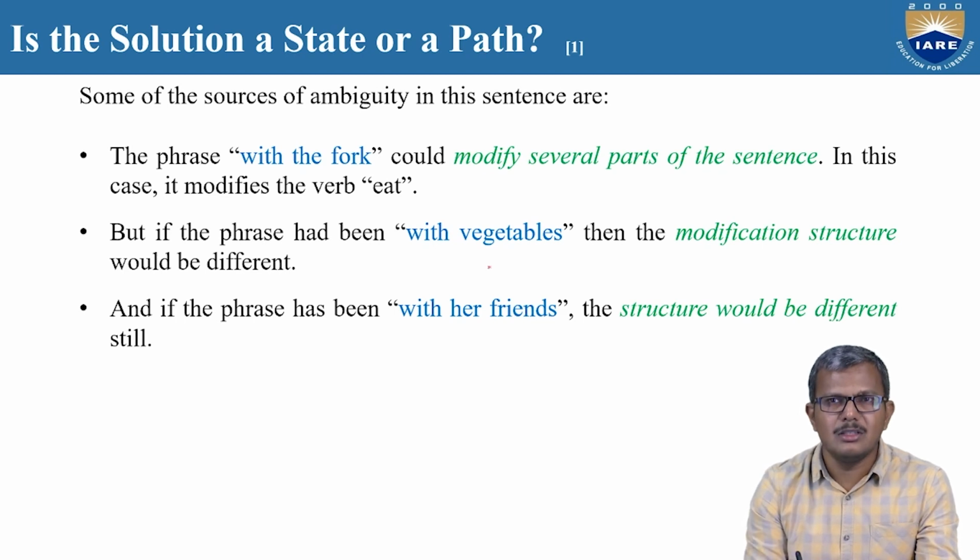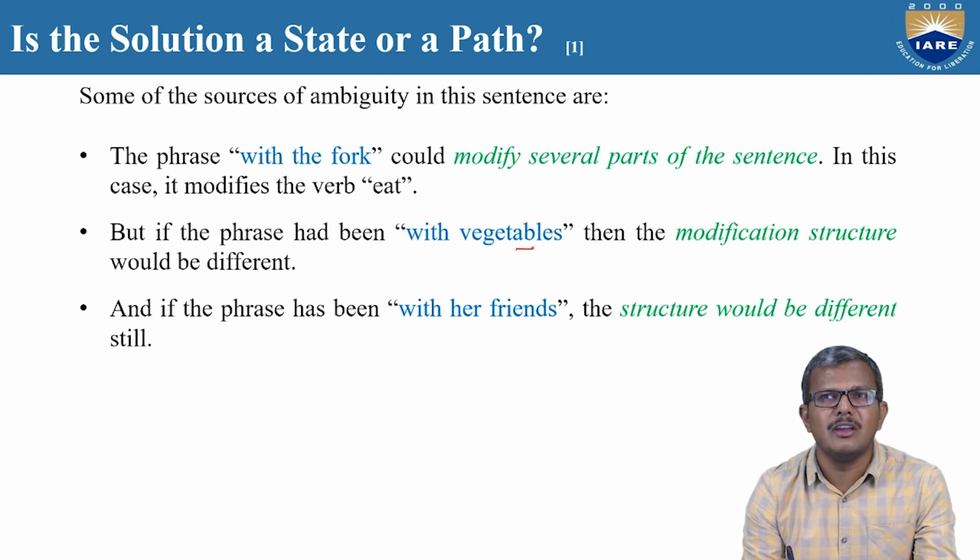These are the things which I have already explained. If you replace the fork with vegetables, we are going to get a different kind of structure. If you replace the fork with friends, it gives a different kind of structure. So modifying several parts of a sentence gives different interpretations. That means there is a lot of ambiguity present in that particular statement.